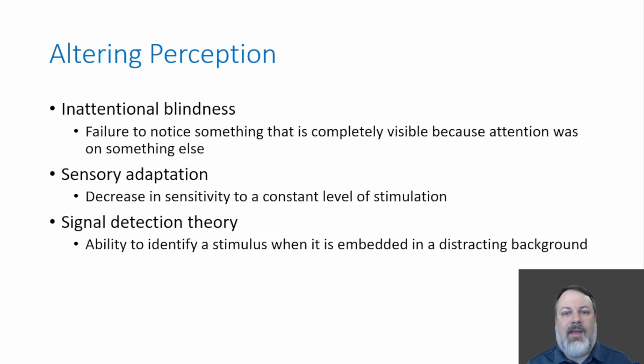Our perceptions can be altered. One of these ways is inattentional blindness. That was the video that you watched with the people passing the basketball. The majority of people will miss that a gorilla walked through the group because they are paying so much attention to counting the number of passes of the ball. Inattentional blindness is the failure to notice something that's completely visible, because you're paying attention to something else.